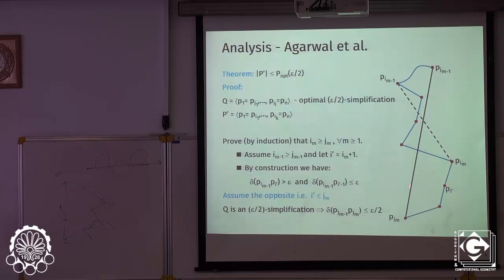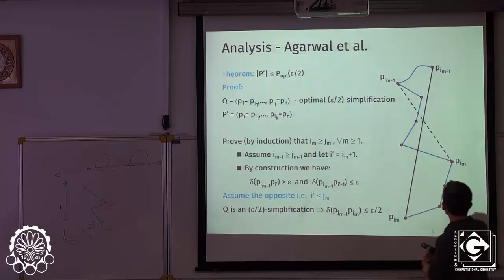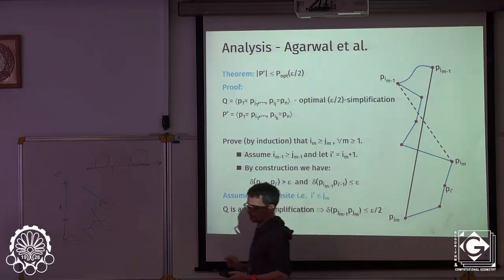But from here to here, I know the distance is at most epsilon half. From here to here, I know the distance is larger than epsilon, but that contradicts the previous lemma that this is at most 2 times the distance up to here.